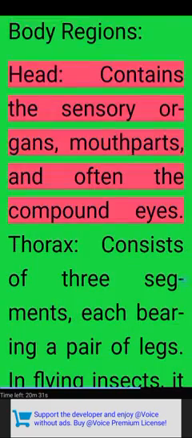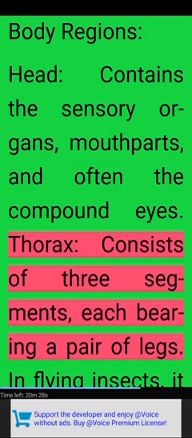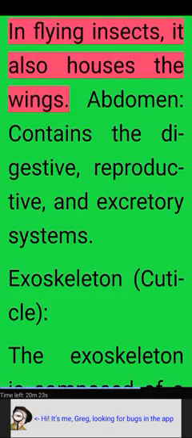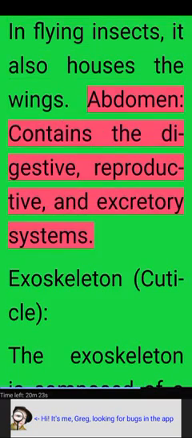Body regions. Head contains the sensory organs, mouthparts, and often the compound eyes. Thorax consists of 3 segments, each bearing a pair of legs. In flying insects, it also houses the wings. Abdomen contains the digestive, reproductive, and excretory systems.